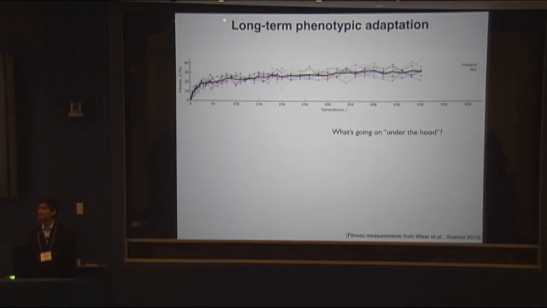Well, I mean, presumably they cannot divide every 30 seconds. So at some point there has to be an upper bound. But 60,000 generations, they haven't found it yet. Okay.